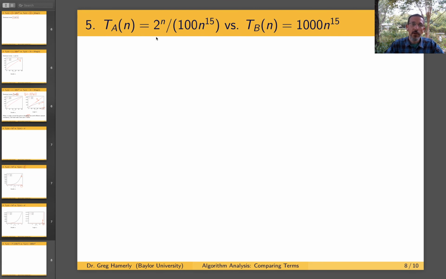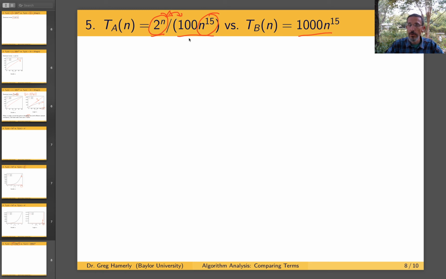Okay, here's a more complicated set of functions. We have, well, a simpler one on the right. We have 1,000 n to the 15th, which is the only term, and 2 to the power n divided by 100 n to the 15th. And so the only real question here is, which of these two things grows more quickly? 2 to the power n or 100 n to the 15th? Well, this is exponential growth. This is polynomial growth.